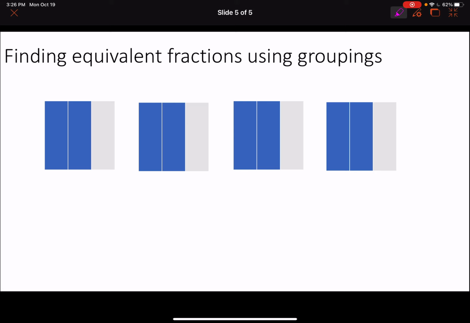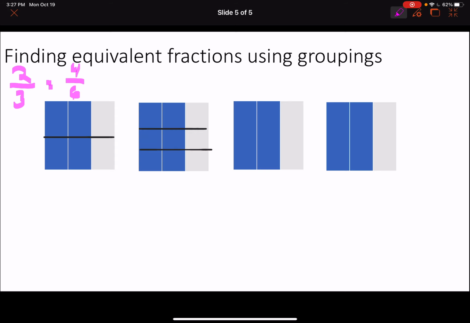Now we're going to look at finding equivalent fractions using groupings. I have 4 different squares here that are divided into 3 equal groups, and they each have 2/3 shaded. So each of these are 2/3. The first thing I'm going to do is cut this first one in half. Do I still have the same amount shaded? Absolutely, but it's going to be written and look a little different. It's now out of 6, and there's 4/6 shaded.